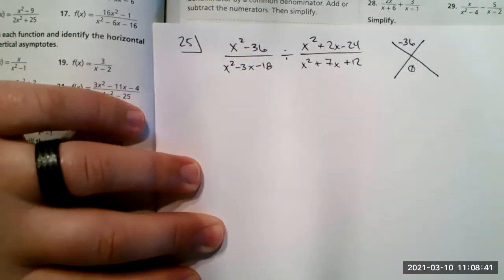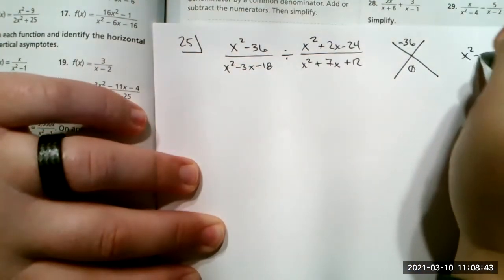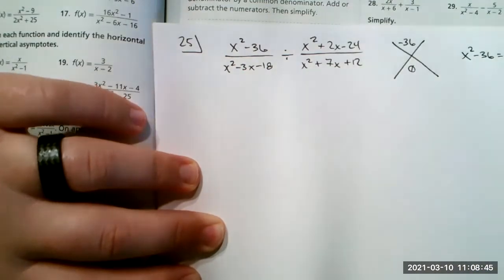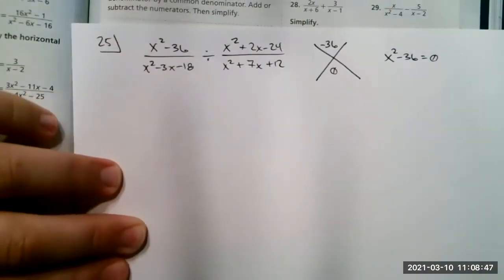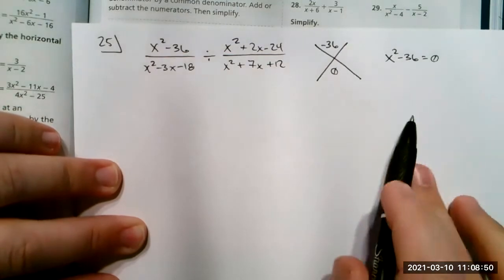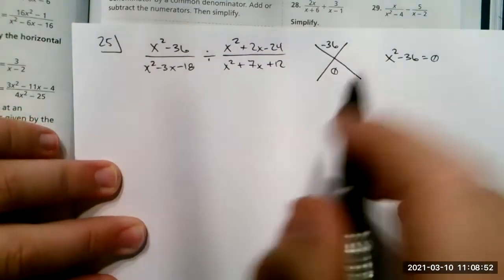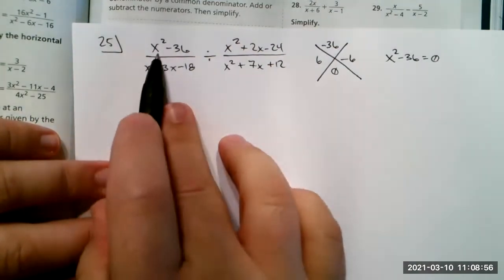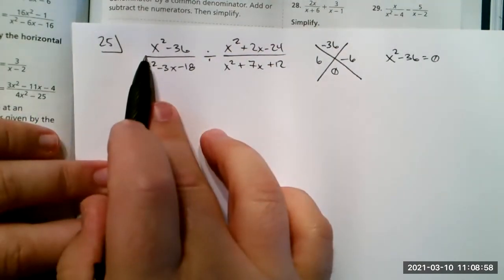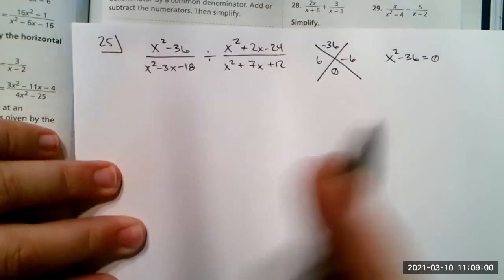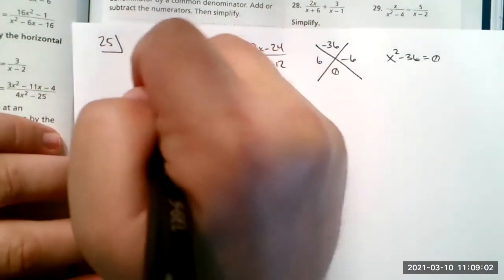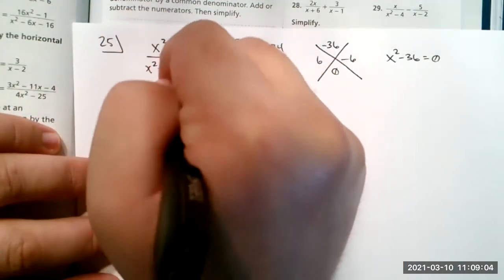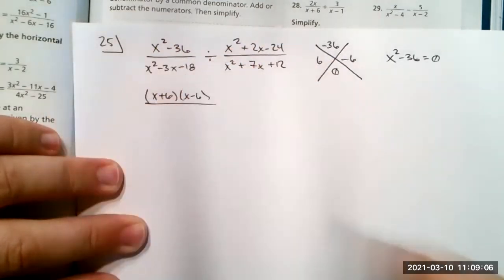So I can do that, or you can do this: x squared minus 36 equals 0, and then solve for x. Either way, you're going to get the same answer. So here it's going to be 6 and negative 6. There is no a value, it's only a 1, so I'm going to leave it alone. So my numerator will be x plus 6 times x minus 6.